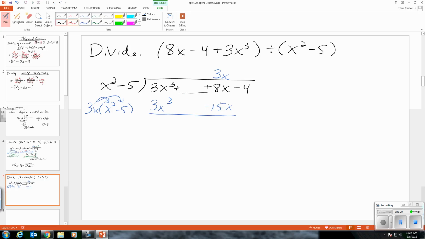Then I'm going to change the signs. So minus, plus, add. So I get 3 and negative 3 cancel out. 23x minus 4. And notice again, I'm at a lower power than my divisor. So I'm done. My answer is 3x plus 23x minus 4 over x squared minus 5.